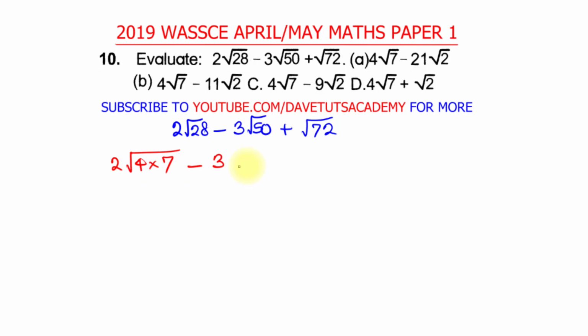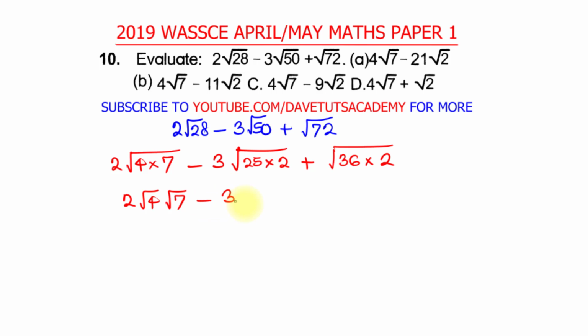The same thing for 50. You know 50 is 25 times 2, and 25 we can easily find the square root of. Then 72 is also 36 times 2, and 36 we can easily find the square root of, so we're having 36 times 2. So what we now have is 2 multiplied by the square root of 4 multiplied by the square root of 7, minus 3 multiplied by the square root of 25 multiplied by the square root of 2, plus the square root of 36 multiplied by the square root of 2.